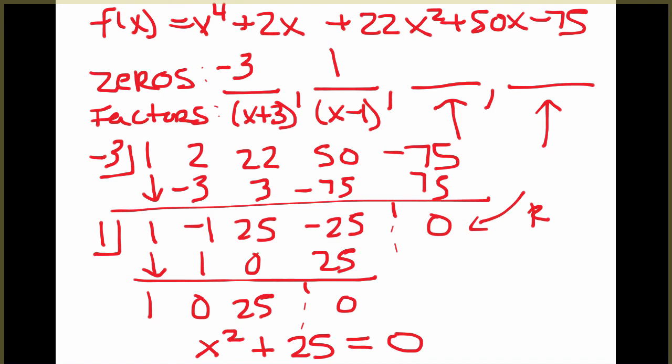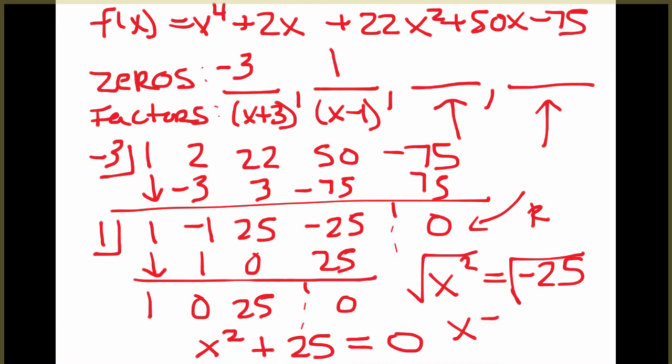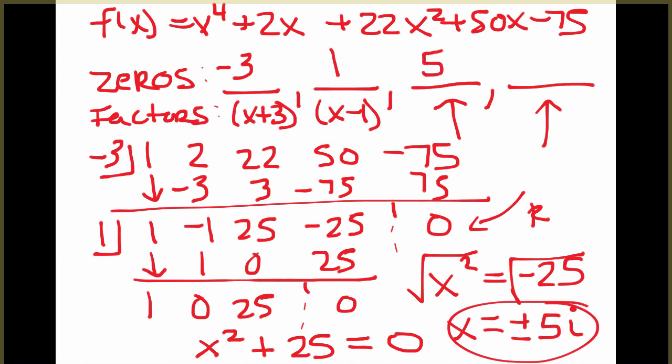But here, I think the best way to solve that, the easiest to me, is just to get the x² by itself and then take the square root of each side. So the square root of -25 is plus or minus 5i. And so my last two zeros are a positive 5i and a -5i. If you don't want to do that one by hand, you also could use the quadratic formula by hand, or you could use the program on your calculator.